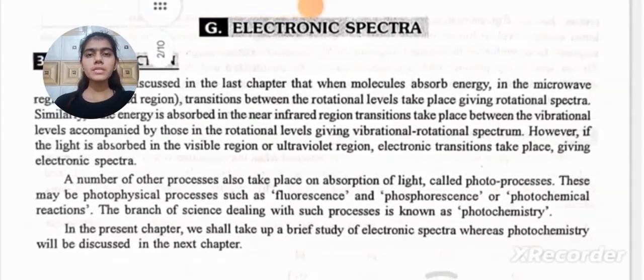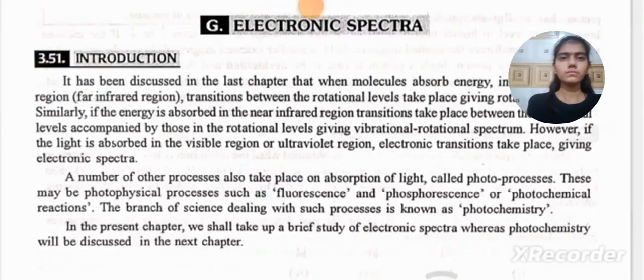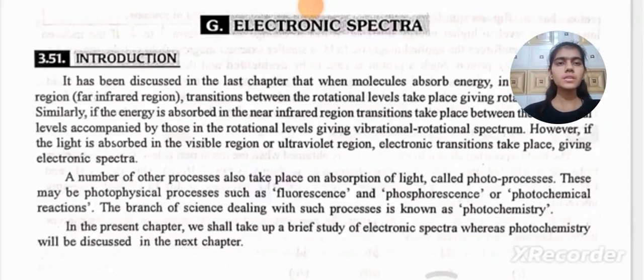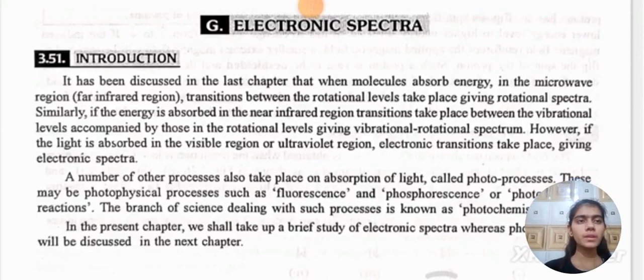Today we will discuss the chapter of Physical Chemistry and the topic is electronic spectra. It has been discussed in the last chapter that when molecules absorb energy in the microwave region, that is far infrared region, transitions between the rotational levels take place giving rotational spectra.